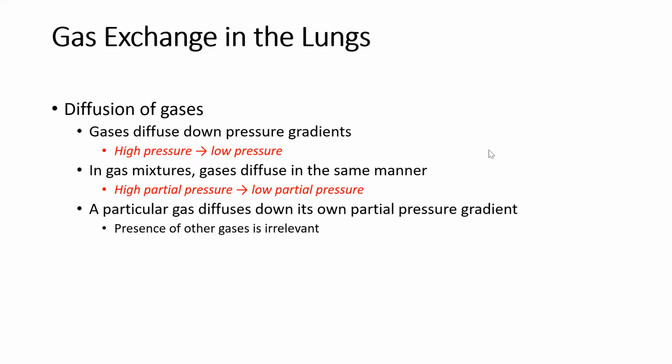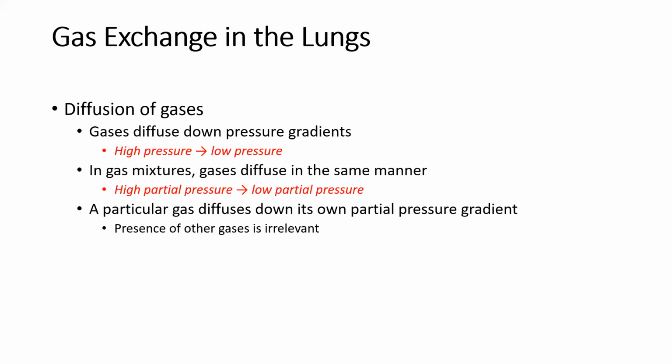Okay, now in order for a gas to diffuse, it's going to need a gradient. Gradients are kind of a universal law that we see throughout our physiology. We talked about it in the circulatory system. We talked about it as it applies to bulk flow and air movement. And we speak about it here as well in terms of these gases moving at a cellular and subcellular level. And so gases always diffuse down their pressure gradient from high pressure to low pressure. And if we look even further, a gas in a mixture diffuses in the same manner. So it's going to move from its high partial pressure to its low partial pressure. It's going to move down its partial pressure gradient.